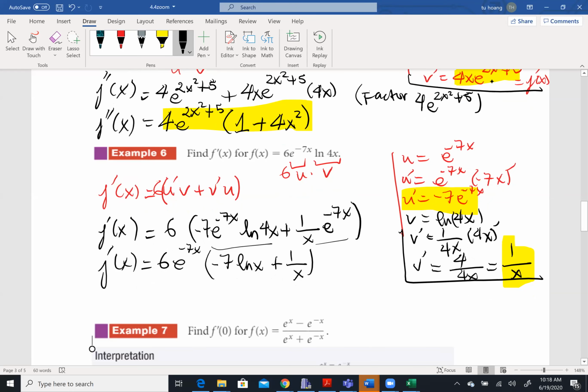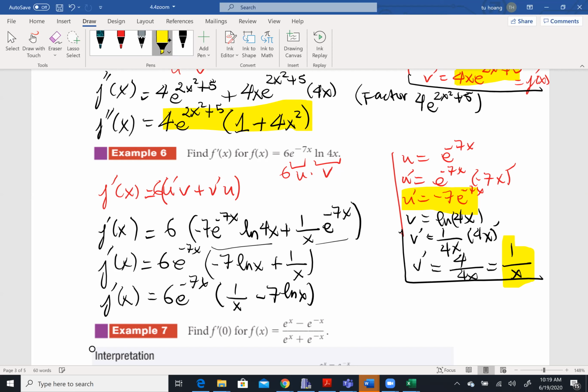If you want to make it nicer, you can make it like f derivative of x equal to 6e to the negative 7x times 1 over x minus 7 ln x. That should look nicer for you, and that should be the answer.